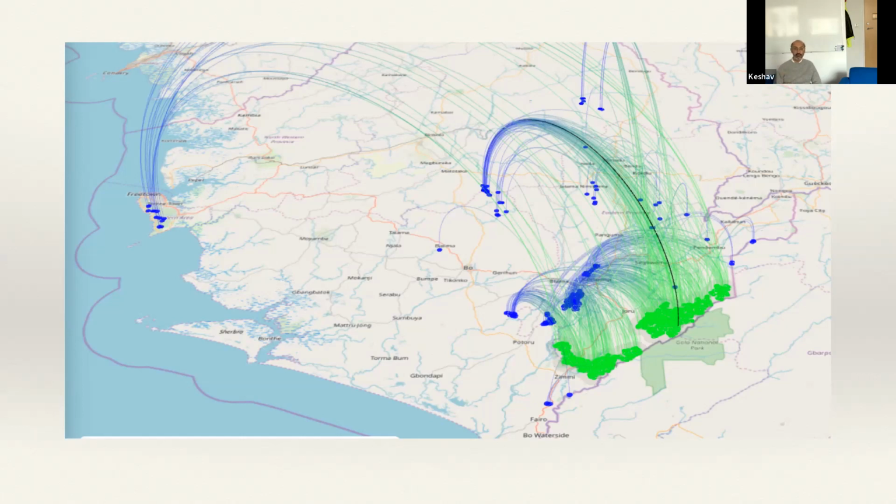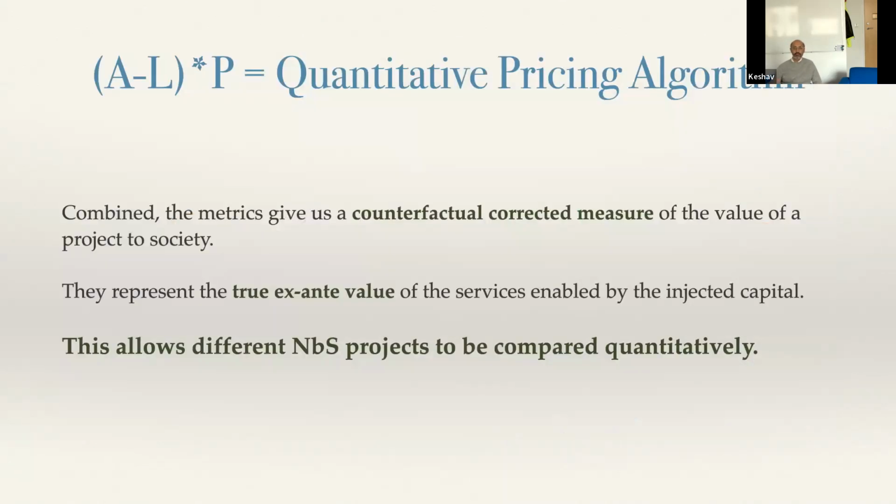And as I showed you earlier, the difference between what happens in the project zone versus the leakage zone gives us the additionality and the additionality over and above the leakage. And so if you take this all together, basically you can say additionality minus leakage multiplied by the level of permanence is the quantitative pricing algorithm. So we get a counterfactual corrected measure for the value of a project to society. And then we can project this into the ex-ante value of future services.